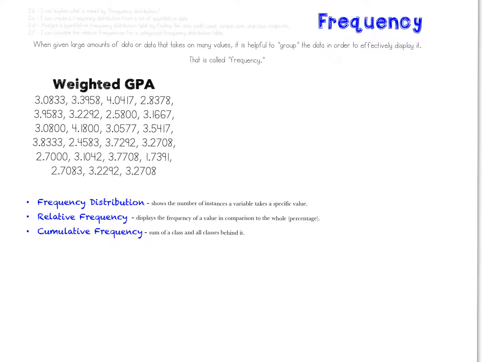But when we're given a large amount of data or data that takes on many values, it is helpful to group the data to effectively display it, and we use that idea of frequency. So how often does something take on a similar value? So you'll probably want to pause the video now and write down this data, weighted GPA. We're going to be working through and analyzing that as we learn about histograms.